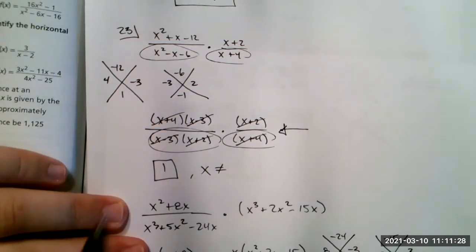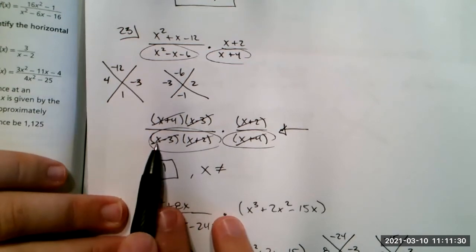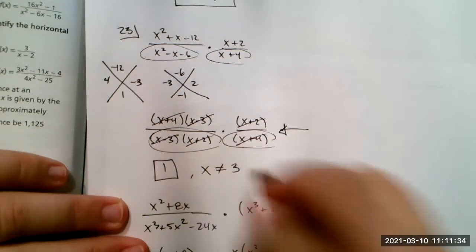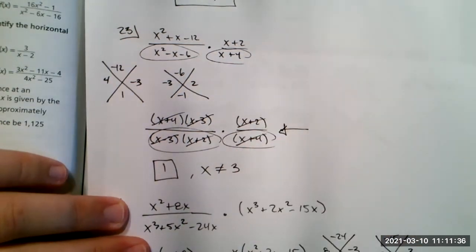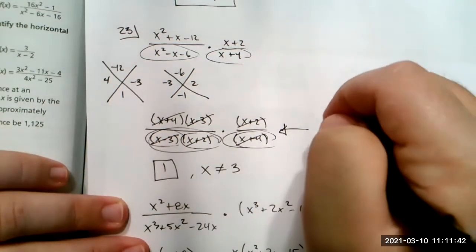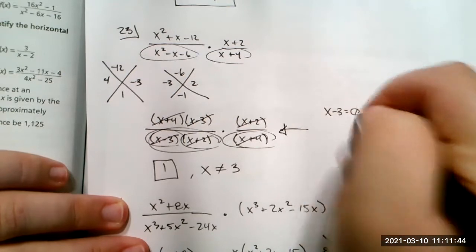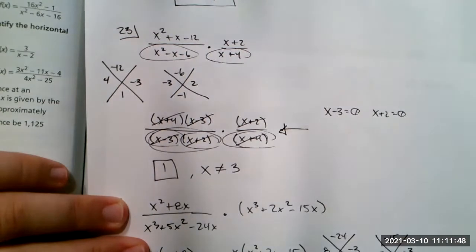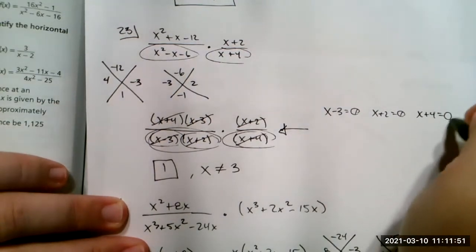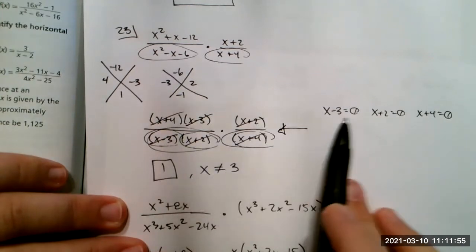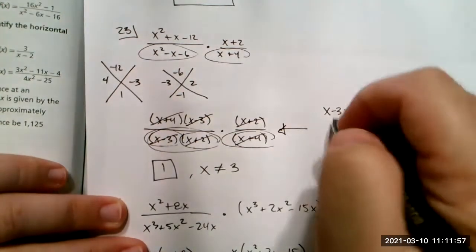You could just think about it. Well, if I plug in a number for x, what minus 3 is 0? Most people would say positive 3. If you don't understand that, just take each one of these factors and set them equal to 0. So x minus 3 equals 0, x plus 2 equals 0, and x plus 4 equals 0. Just take each individual factor, set them equal to 0, and solve.